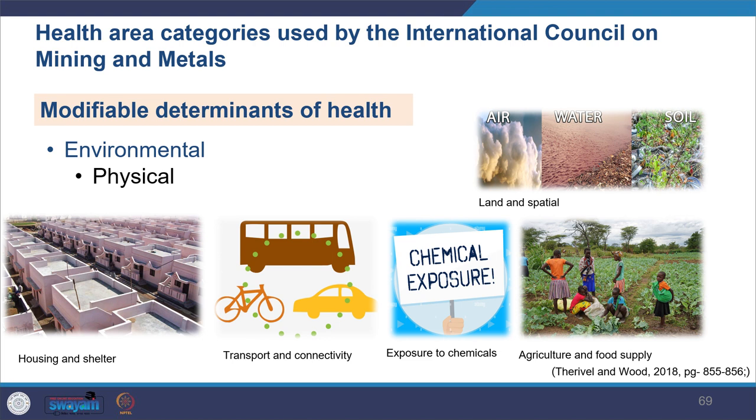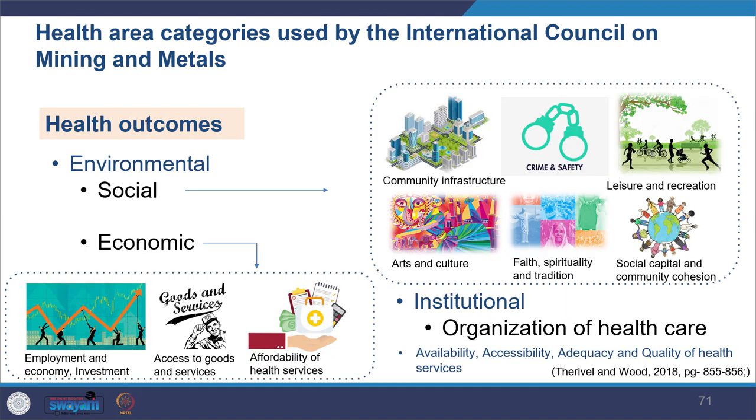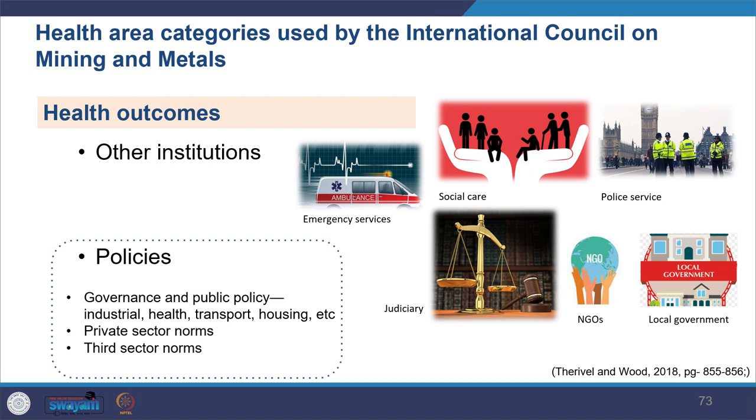And then you look at other environmental aspects, the physical ones: housing, how is the housing scenario, what's the transport, the exposure to chemicals, agriculture and food supply. And then you look at the associated other areas, like the social determinants, which include community infrastructure, crime and safety. Then you also have employment and economy. Then you also have institutions and policies, which also influence. So institutions involve social care, what kind of care, what's the policy, services, emergency services, how are they in any given context? And then the policies about governance, public policy, industrial health, what kind of policies there are and how they control the environment. So that's about when you do scoping, you also identify according to the different categories.